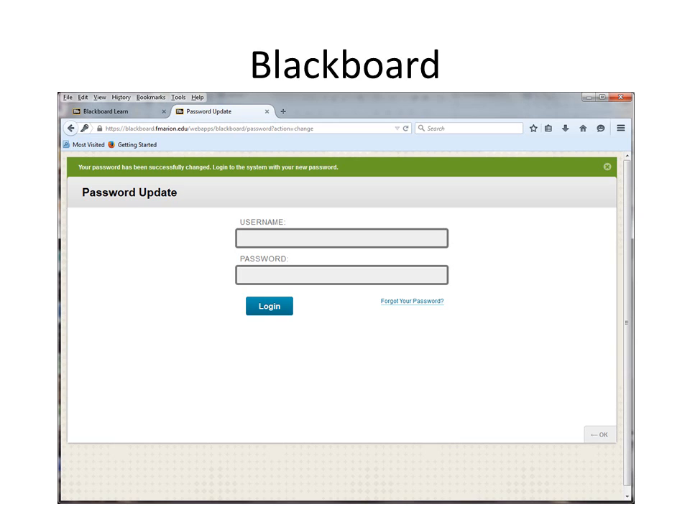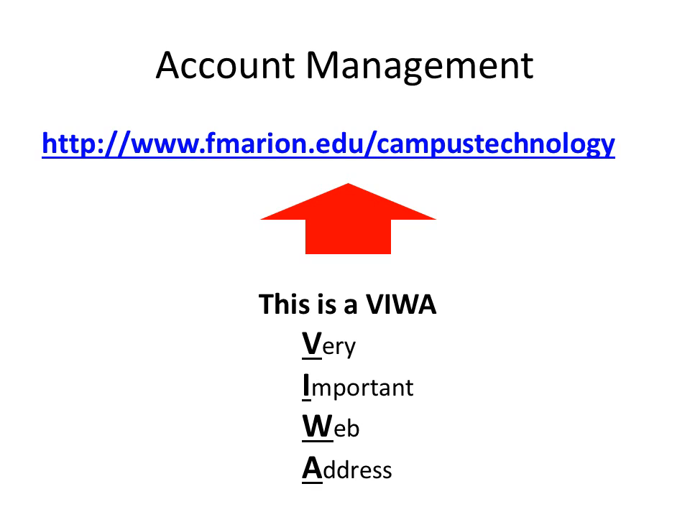You will get the green bar of success at the top of the form, and you will be ready to log in. You put your username in the top box, the password you just created in the bottom one. Click the Login button. Blackboard will sign you on, and the very first time it will greet you by name. That concludes the academic functions of account management. And notice that URL, fmarion.edu/campus technology, appeared many, many times.